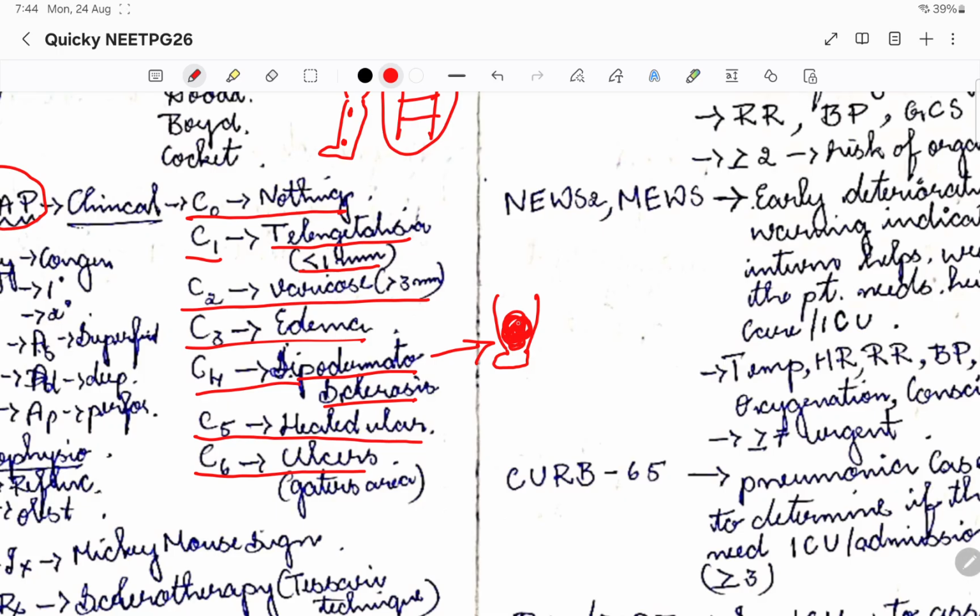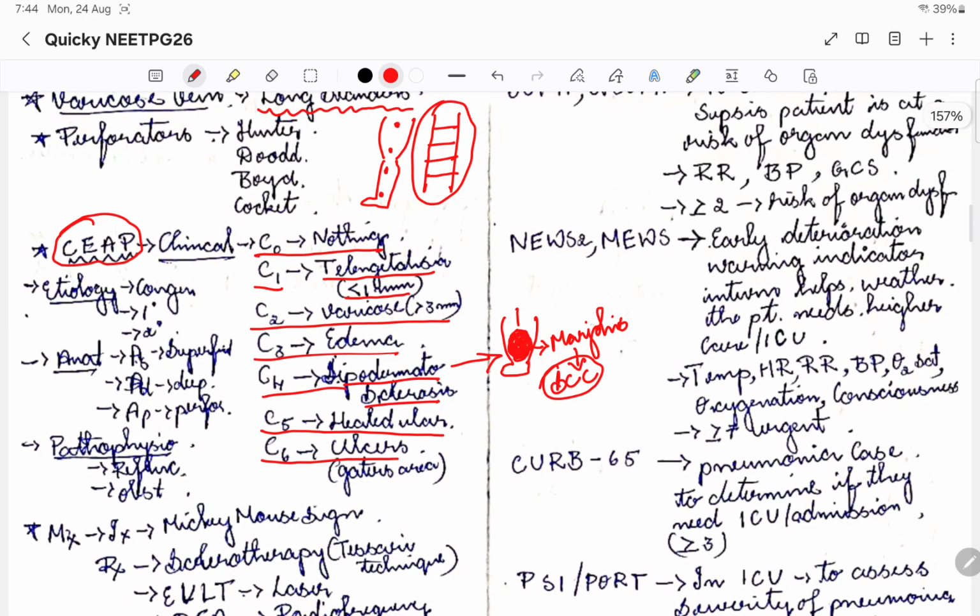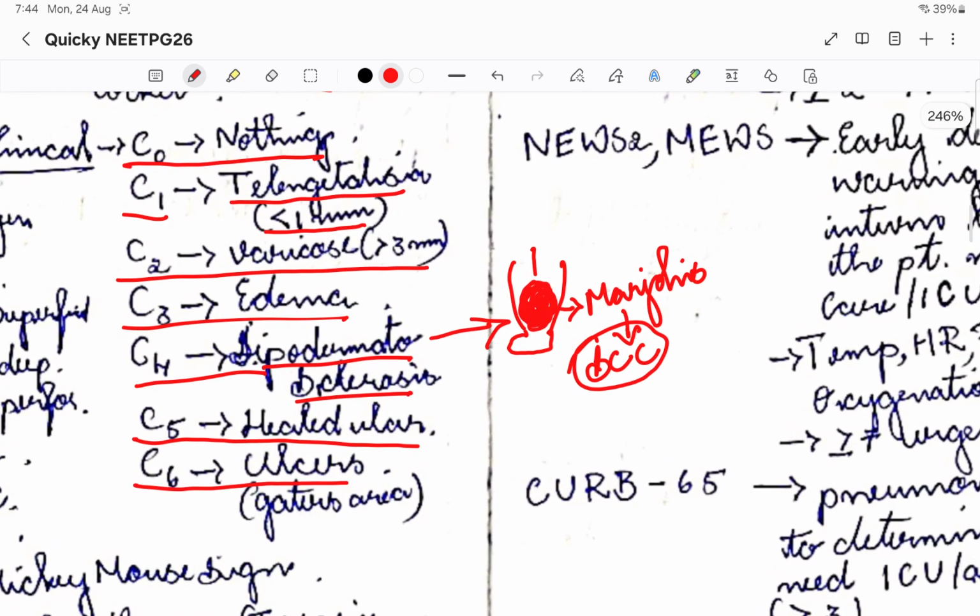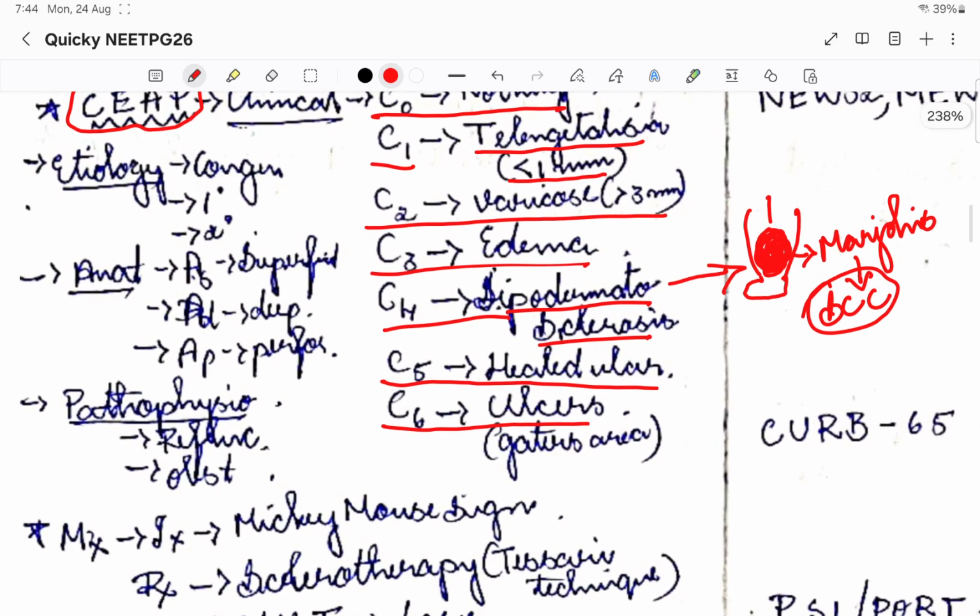Okay, so ulcers will be most common in this same region, that is Gaiter's area. This is called Gaiter's area. If the ulcer becomes complicated, it is going to become Marjolin's ulcer. Remember it, Marjolin's ulcer. And this Marjolin's ulcer is nothing but squamous cell carcinoma. It is going to complicate into squamous cell carcinoma. Okay, that is what we discussed in dermatology also, right? So for squamous cell carcinoma, the major risk factor is ulcer. Okay, so ulcer is what transforms into squamous cell carcinoma.